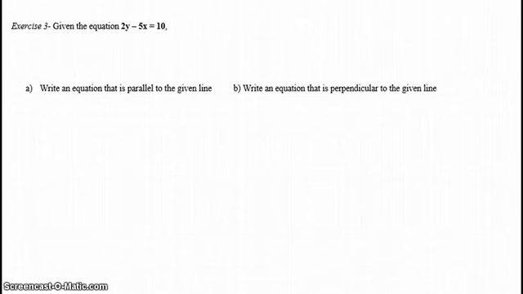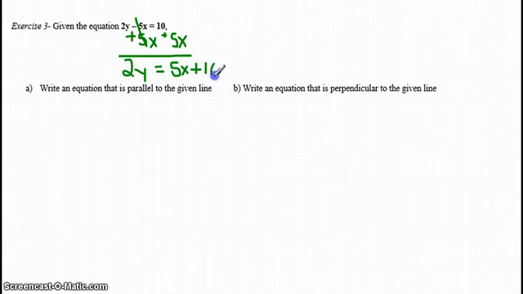Exercise 3. Given the equation 2y minus 5x equals 10, we want to write an equation that is parallel and write an equation that is perpendicular. You should notice that right here, 2y minus 5x equals 10 is not in y equals mx plus b form. So we are going to rearrange it so that it is. We want to isolate that 2y, so we need to do the inverse of negative, which is a positive. So we're adding 5x to both sides. That cancels out. We have 2y equals 5x plus 10, I'm sorry.